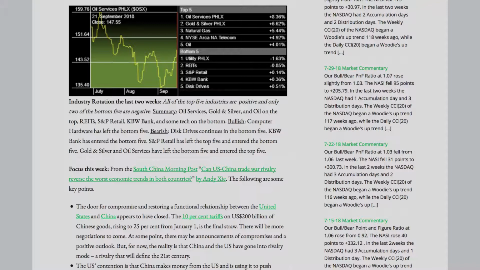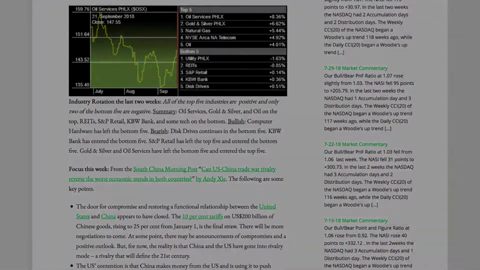Bullish: computer hardware has left the bottom 5. Bearish: disk drives continues in the bottom 5. KBW Bank has entered the bottom 5. S&P Retail has left the top 5 and entered the bottom 5. Gold and silver and oil services have left the bottom 5 and entered the top 5.